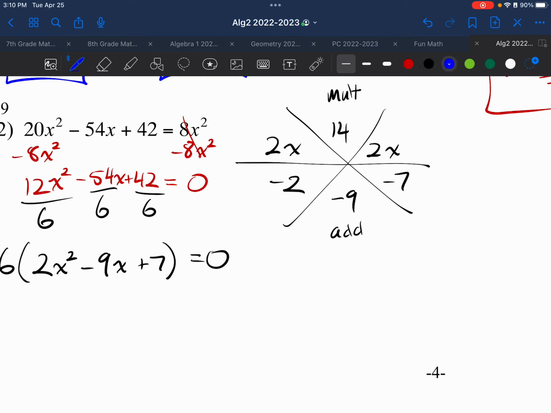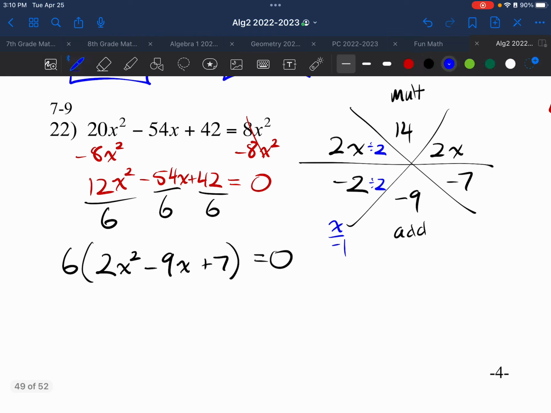And then I reduce the fractions. I can divide the top by 2, divide the bottom by 2, and I get x over -1. And I cannot reduce this fraction, so I leave it 2x and minus 7. So let's write our final answer. We still have a 6. Well, it's not a final answer. It's a step in solving this using factoring. And I have an x minus 1, and I have a 2x minus 7 being set equal to 0.